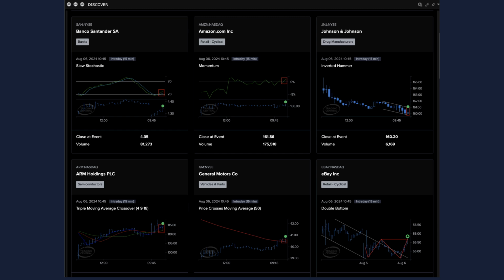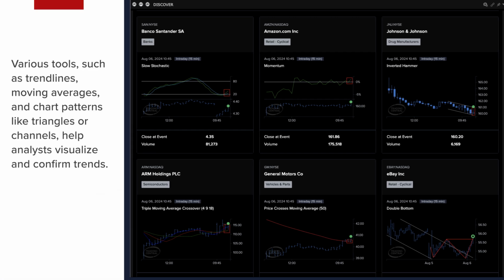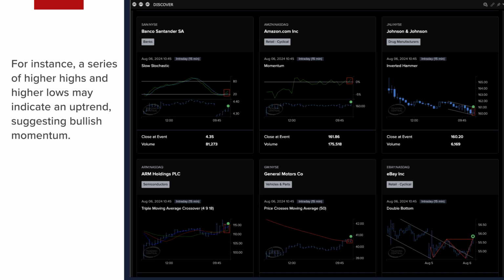Trends can be upward, bullish, downward, bearish, or sideways, neutral. Various tools such as trend lines, moving averages, and chart patterns like triangles or channels help analysts visualize and confirm trends. For instance, a series of higher highs and higher lows may indicate an uptrend, suggesting bullish momentum.